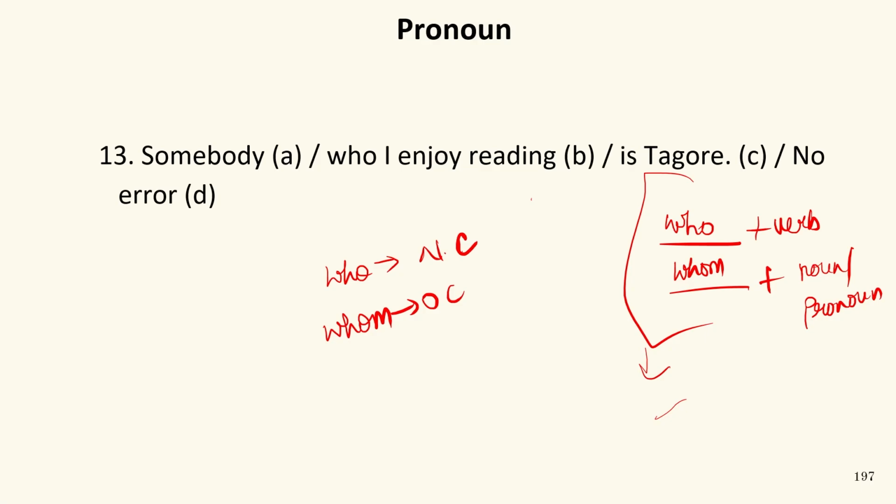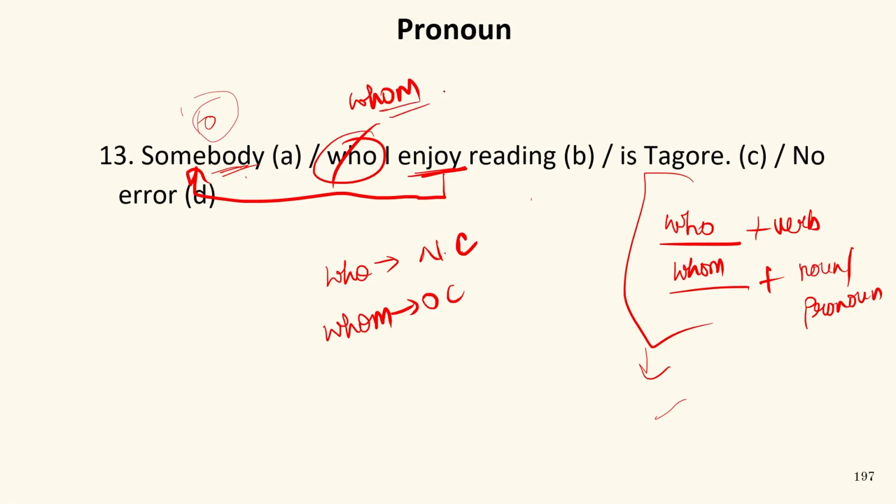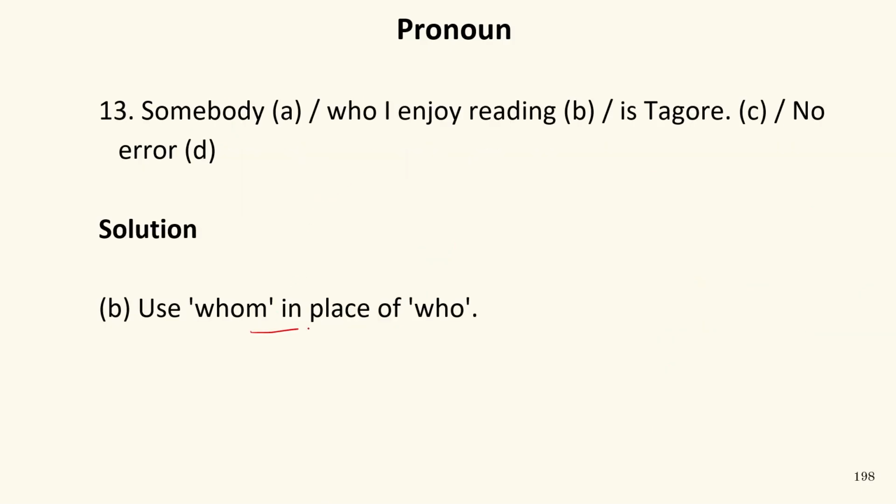Somebody who I enjoy reading. So it is "somebody whom I enjoy reading", because I enjoy... who did I enjoy? I enjoy reading somebody's novels. Somebody's books, somebody's novel, somebody's poetry. So somebody is an object over here, and an object should be represented with the word whom. So here who should be replaced with whom. So the correct answer is whom in place of who. The error is in part B.